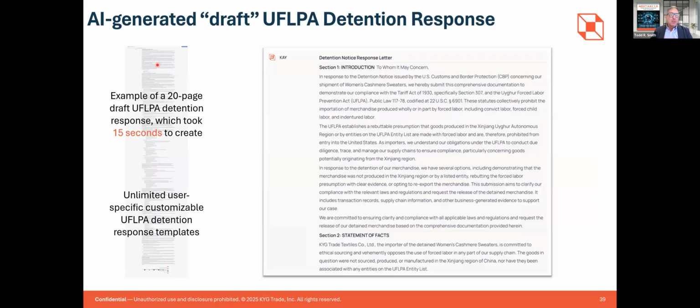This is an example of the type of output for a forced labor detention. So I wouldn't print this out and hand it to customs. I say this a lot. But this is a very good, solid first draft of how you would respond to a detention notice based on information that we find in the product genome that we have built on your product, which includes all of the information that I showed earlier.